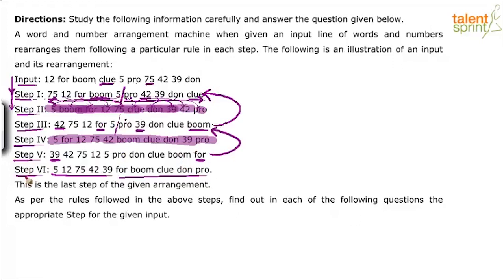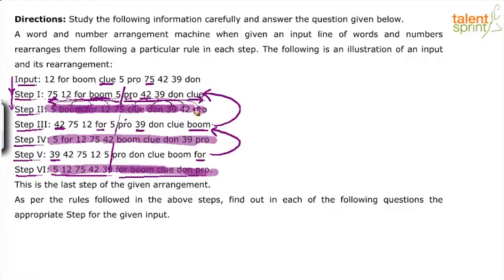Again, what happens from step 5 to step 6? Divide into 2 halves and reverse. So 5, 12, 75, 42, 39, and 4, boom, clue, don, pro. So if you observe all these shaded steps, what's the process? You divide the previous step into 2 halves and reverse each of the halves. And all the unshaded steps, like step 1, step 3, step 5, what has happened here? We are taking the fourth element from the right and the fourth element from the left and moving them to the other extremes. So the fourth element from right will go to the extreme left and the fourth element from left will go to the extreme right.